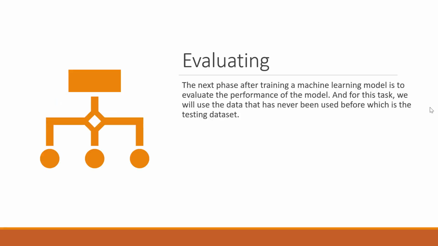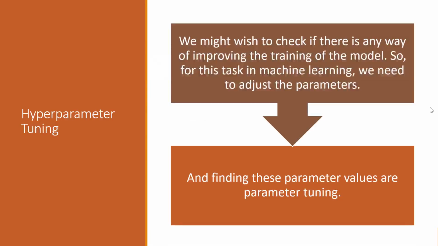Once the training has been completed, the next phase of machine learning is to evaluate the performance of the model. And for this task, we will use the data that has never been used before, which is the testing data set. So basically, the model is already familiar with the training data, thus using the same data will result in high accuracy. So what we can do here, we can accurately measure the performance and the speed of our model using the testing dataset. Now, after evaluating the model, next we might wish to check if there is any way of improving the training of the model.